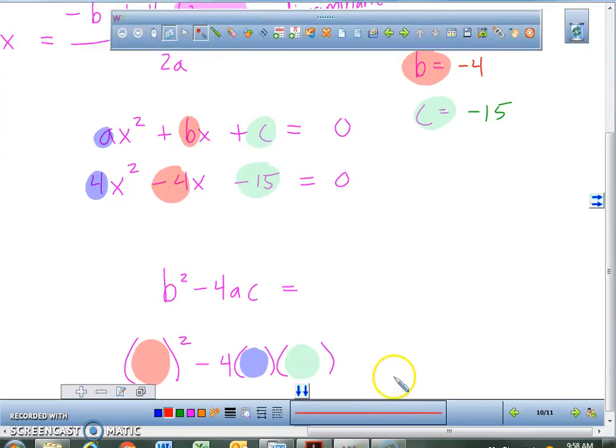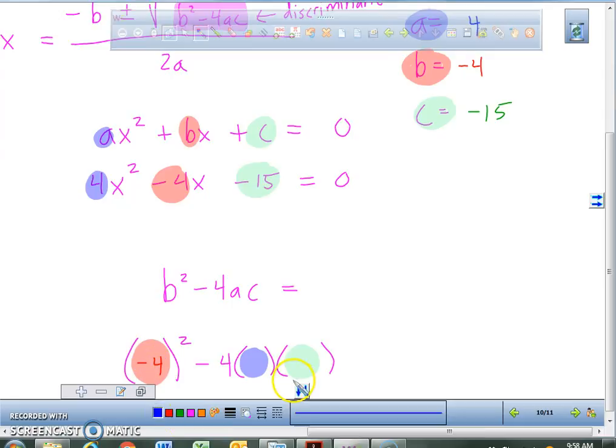So when I plug in my b value, Myra, what am I plugging in for my b? Negative 4. What am I plugging in for my a value, Denise? 4, correct. How about c? Negative 15. Negative 15, I like.